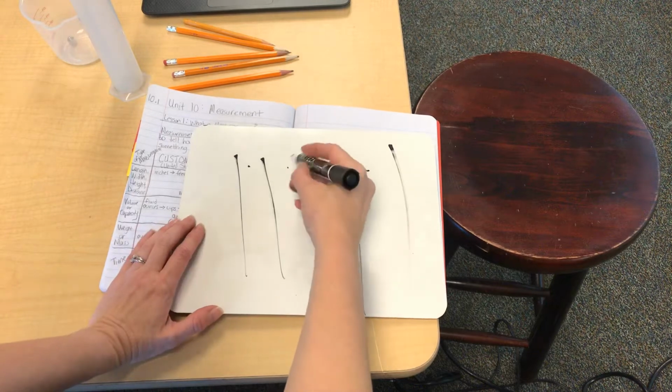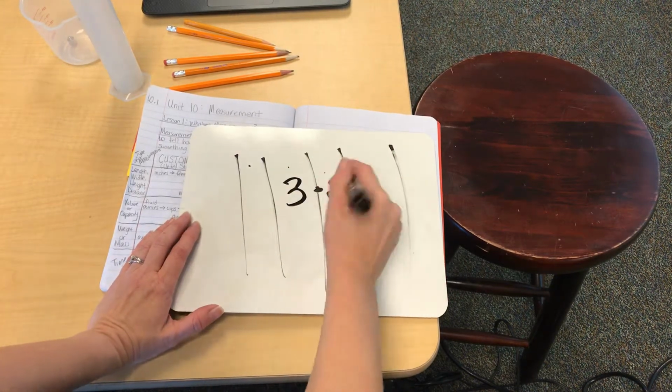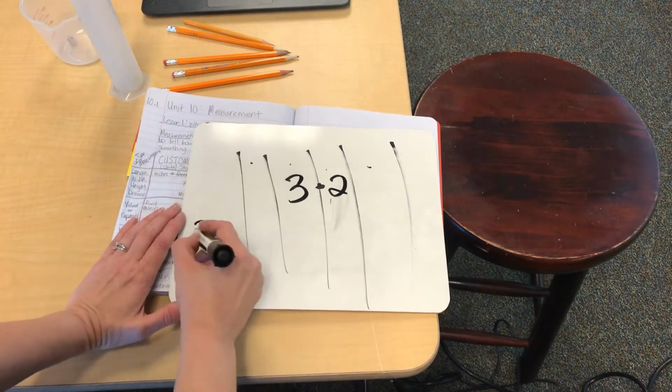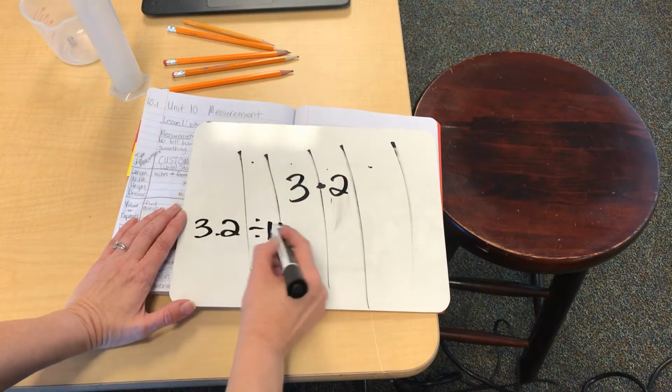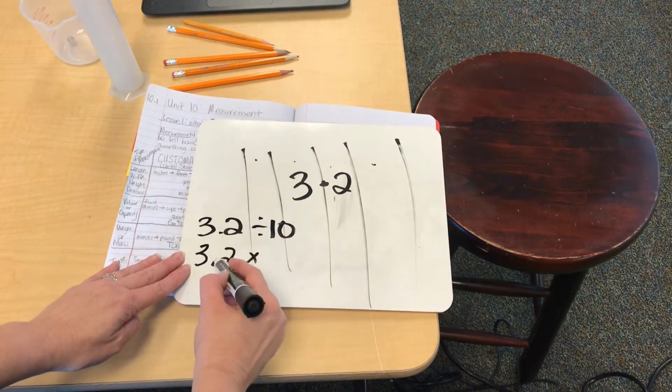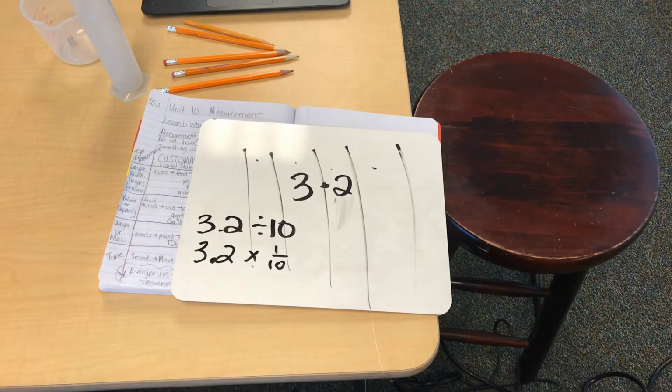I have 3 2/10, right? 3 2/10. And I want to take 3 2/10 divided by 10. I want to make it smaller. Or it's the same thing as saying 3 2/10 times 1/10. Remember, because fractions are division.